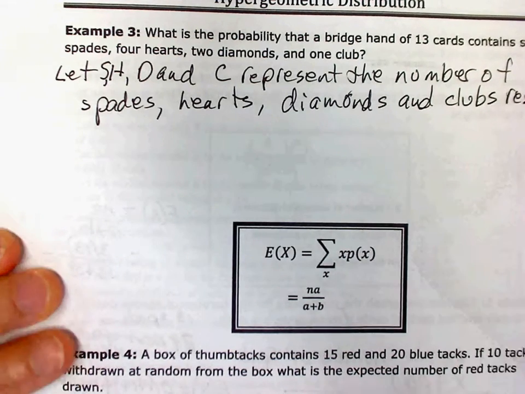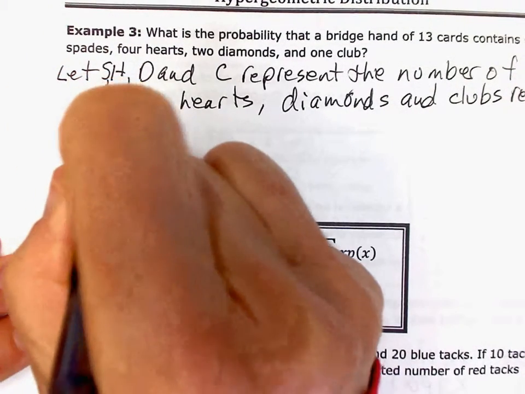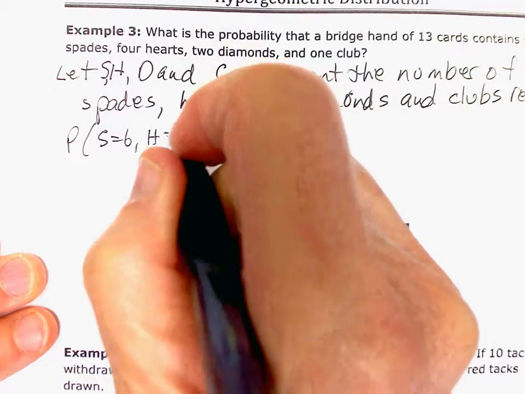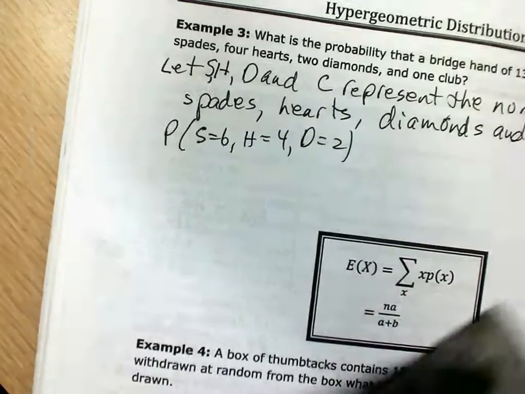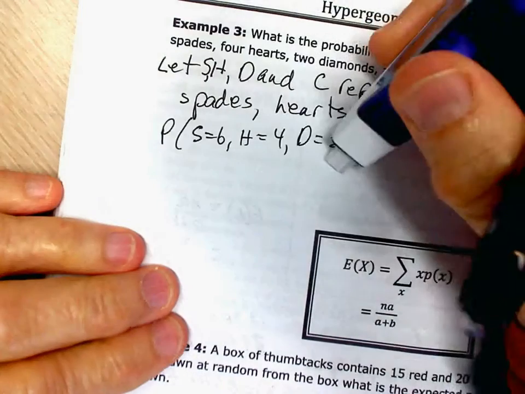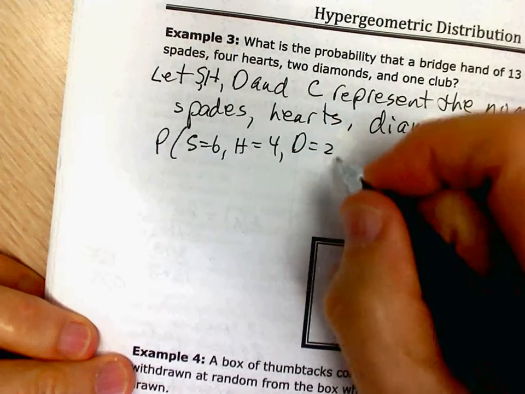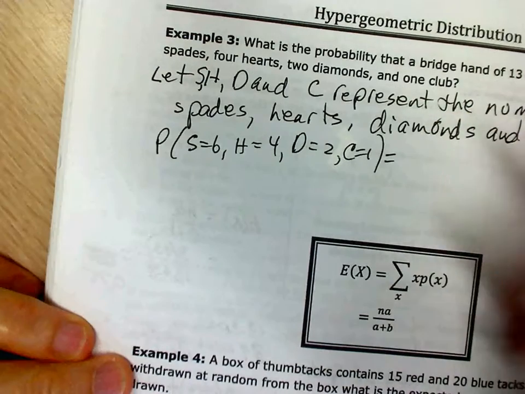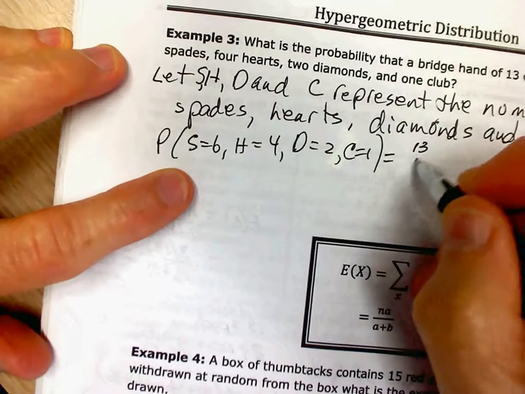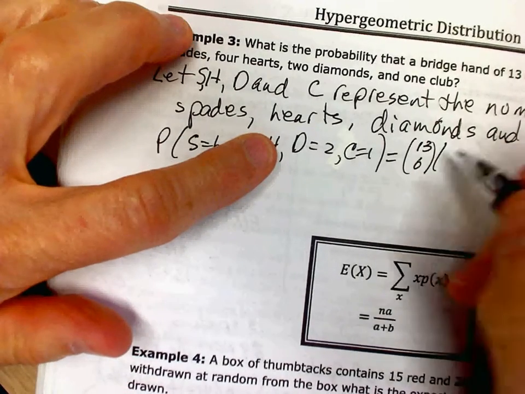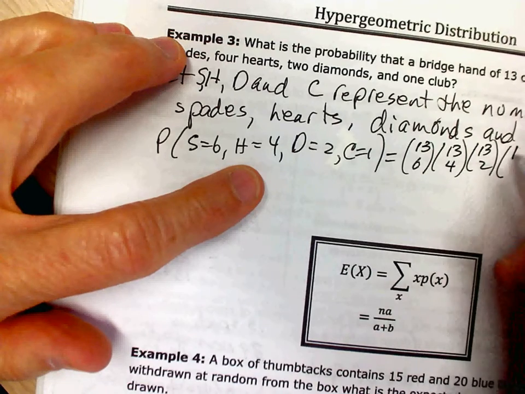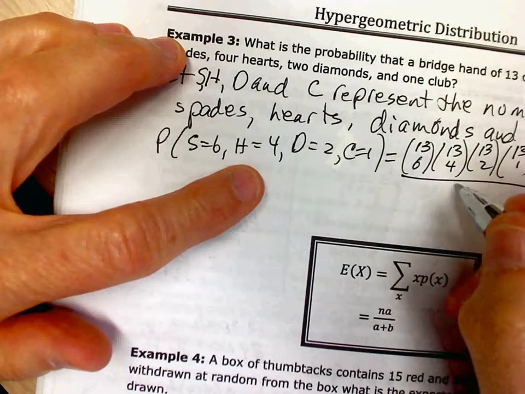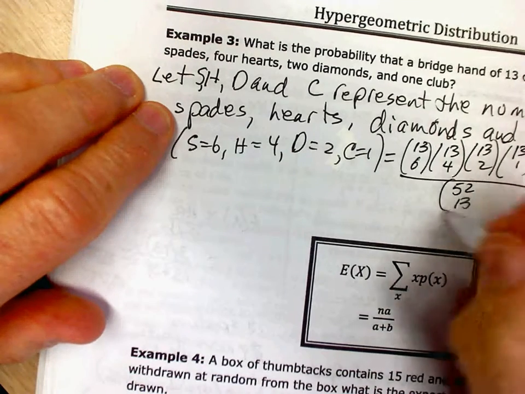Okay, so we want the probability S equals 6, H equals 4, D equals 2, and C equals 1. So that's going to be, well, we know there's 13 spades in a deck of cards, so we want to choose 6 of those. There are 13 hearts, and we want to choose 4 of those. There are 13 diamonds, we want 2 of those. 13 clubs, we want 1 of those. All over 52 choose 13, and that is approximately 0.002.